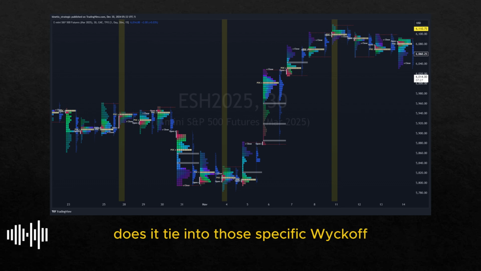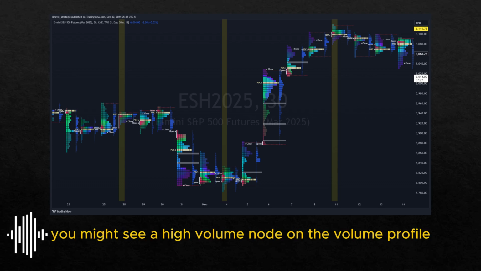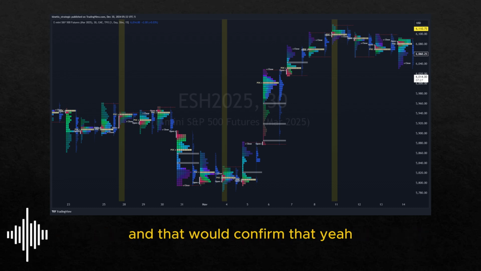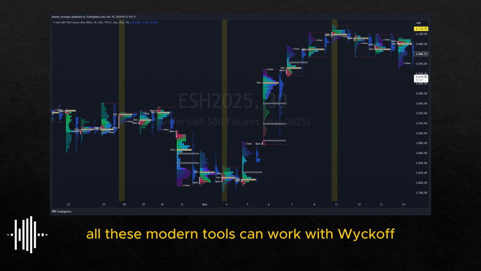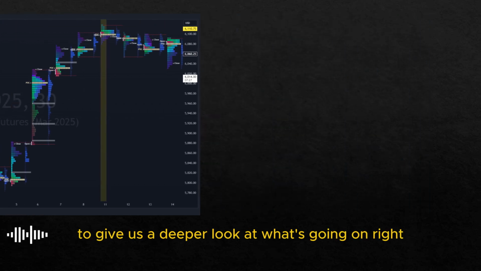Does it tie into those specific Wyckoff events or phases? It can. You might see a high volume node on the volume profile that matches up with, say, a Wyckoff spring or an upthrust. And that would confirm that there was a shakeout. So all these modern tools can work with Wyckoff to give us a deeper look at what's going on. Exactly. But it also sounds like it takes a lot of knowledge and skill to use them effectively.